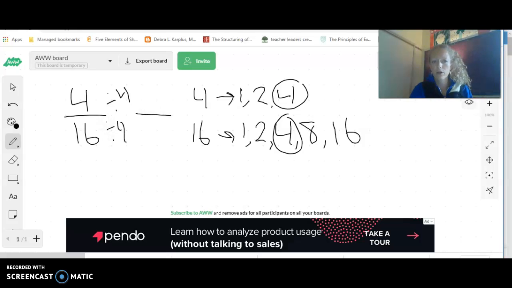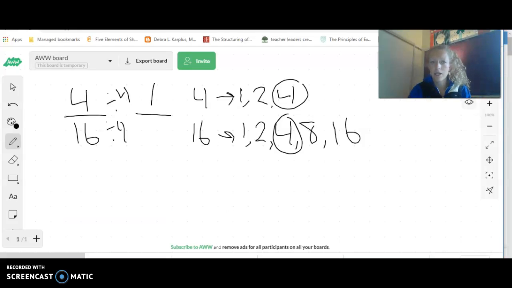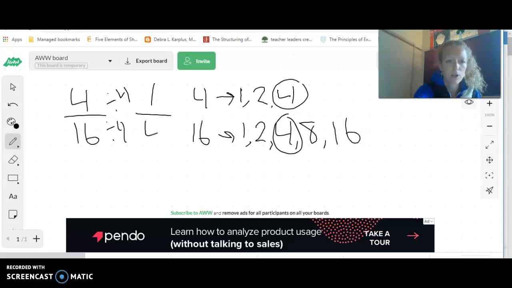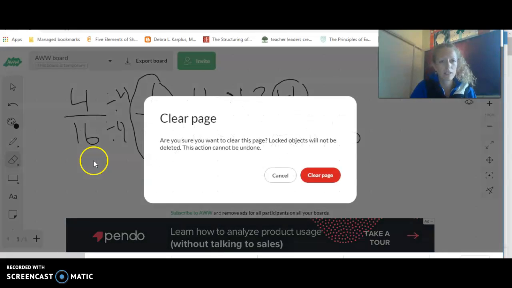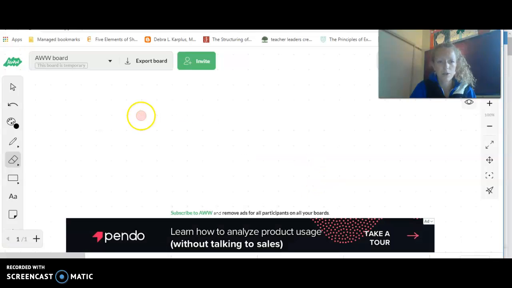4 divided by 4 is 1. 16 divided by 4 is 4. Well, that's a much prettier fraction, isn't it? 4 over 16 is the same as saying 1/4. Is that my simplest fraction? Yeah. Does it represent the same value? Yeah. All right, I'm going to move on to our last problem.